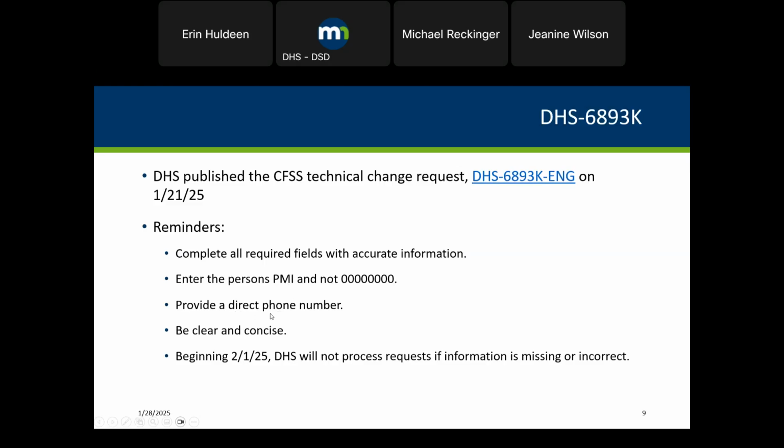Please provide us with a direct phone number if we do need to reach you, rather than a phone number to like a general voicemail or call tree. We just want to make sure that we're able to reach you directly if we do have questions. Try to be as clear and concise as possible if you are making a note on the technical change request. And then know that starting on February 1st, we won't be able to process any requests if the information is missing or it's incorrect. So just make sure that you are filling it out in full and that all of the information is correct before submission.